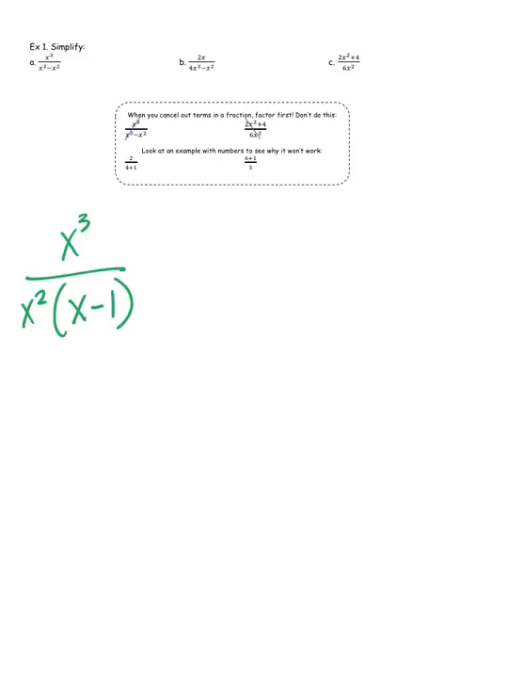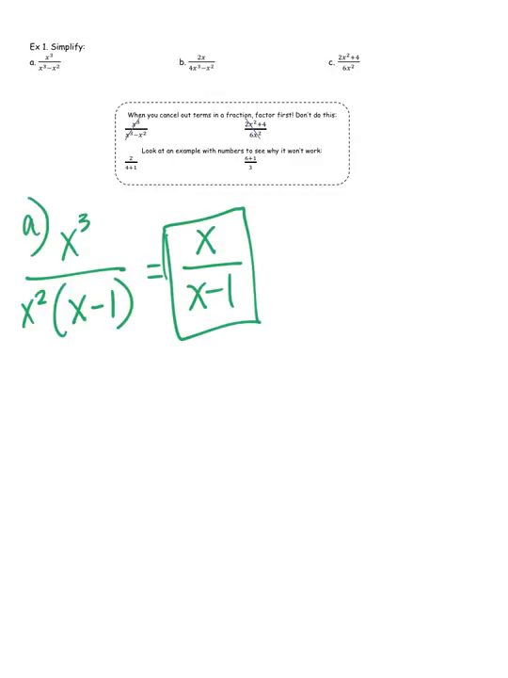We know that when we divide things with the same base, we subtract our exponents. So I know I have an x cubed up top and an x squared in the denominator. Because they have the same base, I can just simplify by subtracting those exponents. And when I do that, I get x, right? x to the first power. So that's staying in my numerator, x, still over x minus 1. I cannot simplify that any further. I cannot cancel anything out. So that is my final answer. That is number 1 part A.